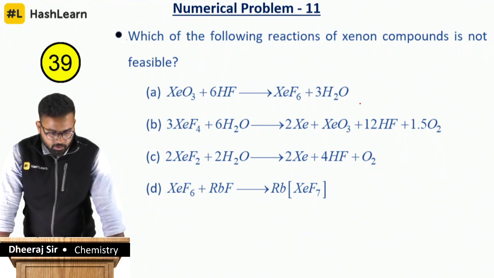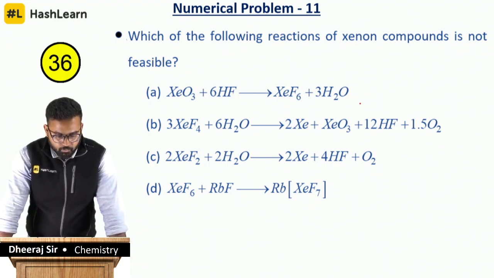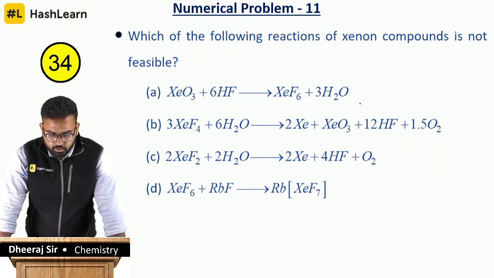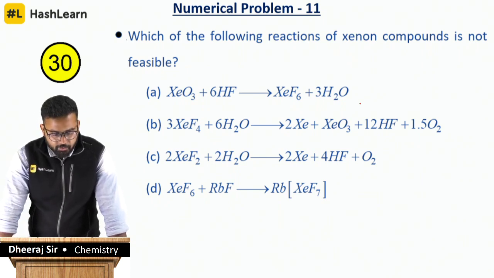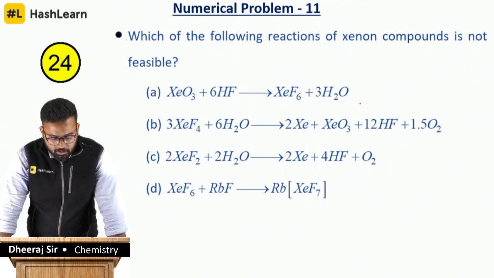So I think this is one of the last questions we have packed for you. Which of the following reactions of xenon compounds is not feasible? We have given you a list of xenon compounds, and we are trying to react them with hydrogen fluoride, water, and RbF. So we are asking you which one of them is not going to be feasible.